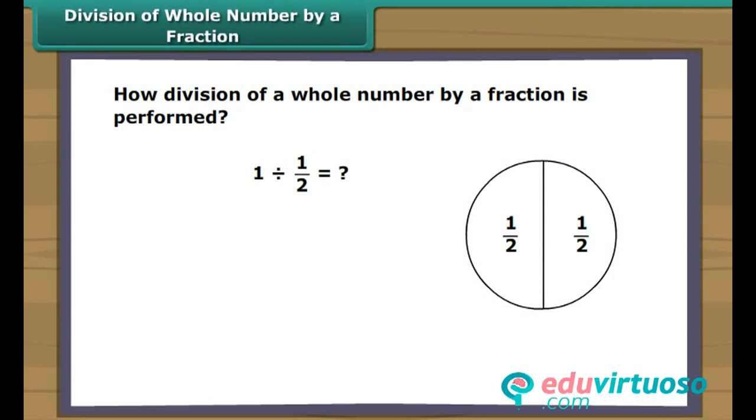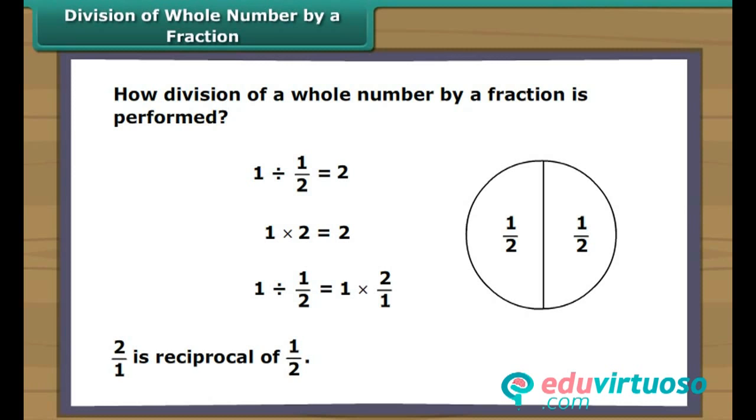So we can say that 1 divided by half is 2, but 1 multiplied by 2 is also 2. Thus 1 divided by half is equal to 1 multiplied by 2 upon 1. 2 upon 1 is the reciprocal of 1 upon 2.